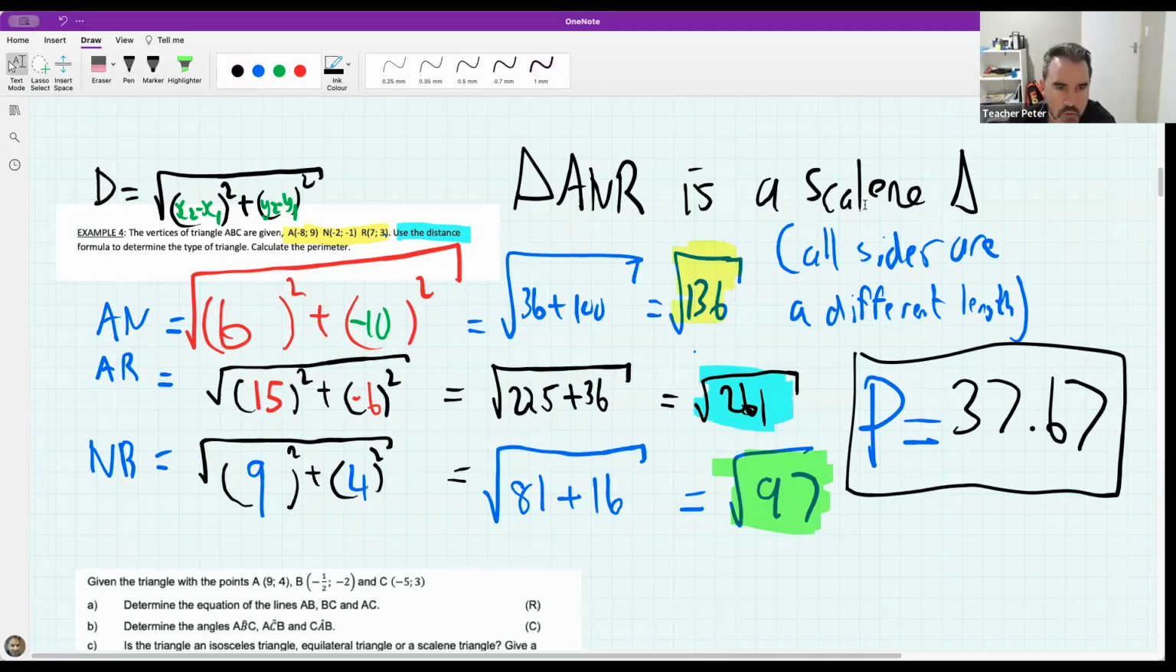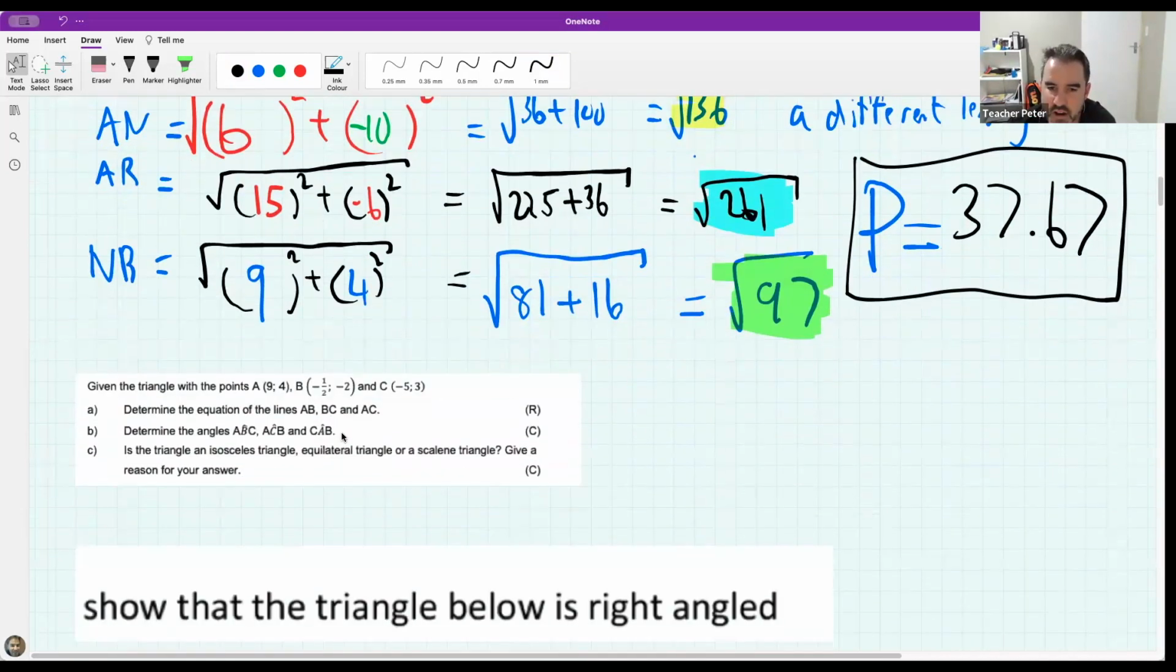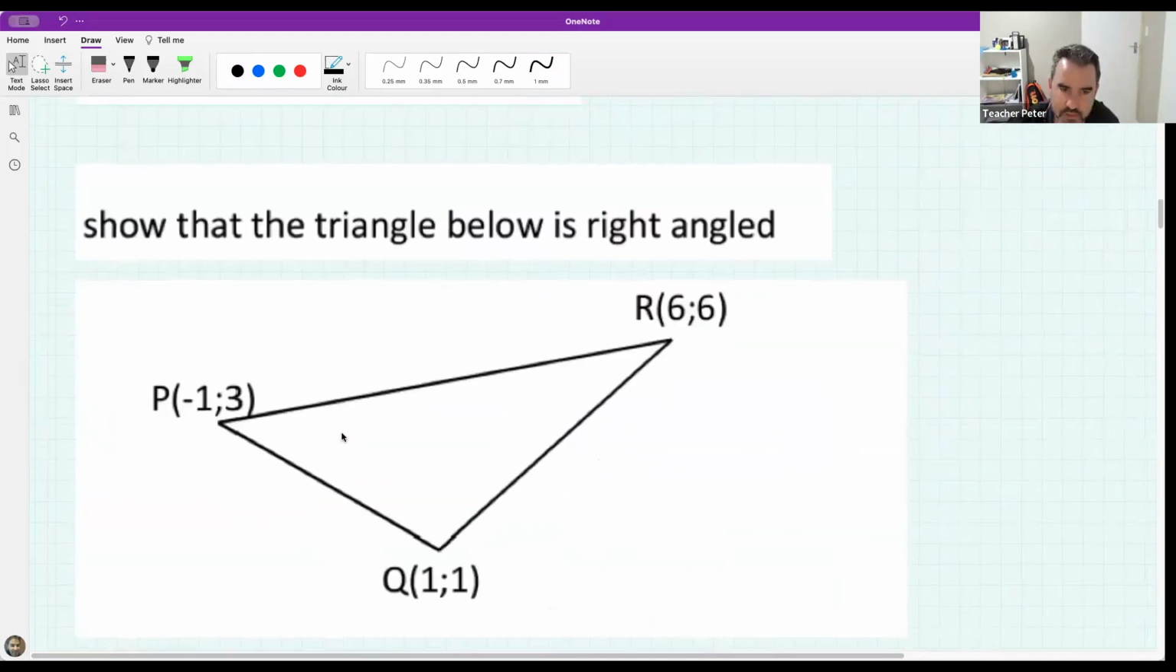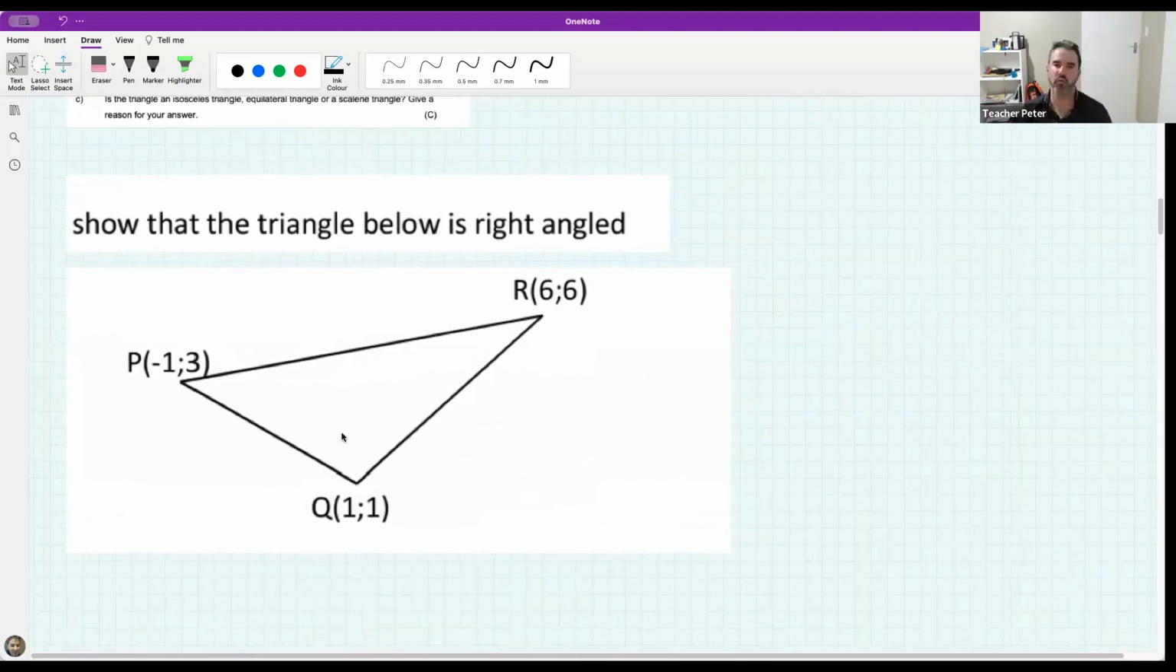All right. So this is a pretty standard test type question. I'm using the distance formula to classify a triangle. Now, let's move on to this question. It says, show that the triangle below is right-angled. Now, there's a quick way and a slow way to do this. I want to know from the class, how could you prove that this is a right-angled triangle?